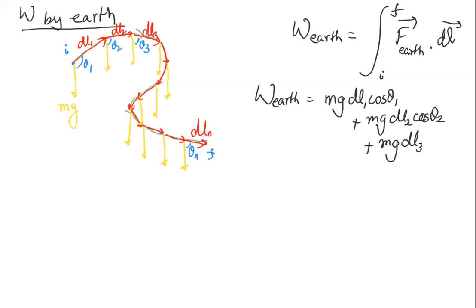mgdl3 cosine theta 3. Now you must be wondering, ये भैया ये लिखा क्यों जा रहा है ये? Why are we writing this? Well, there is a logic behind me writing this. Can anybody see what that logic is?